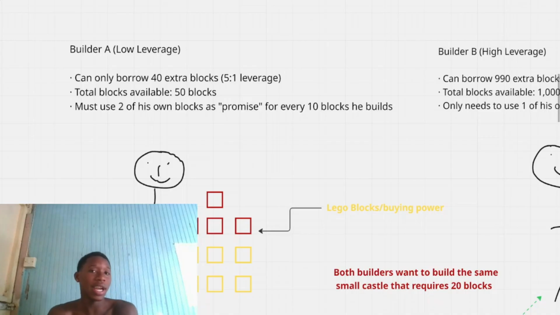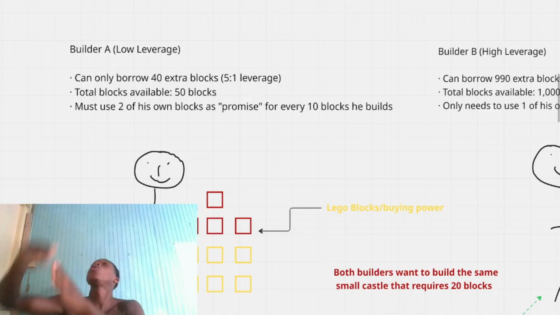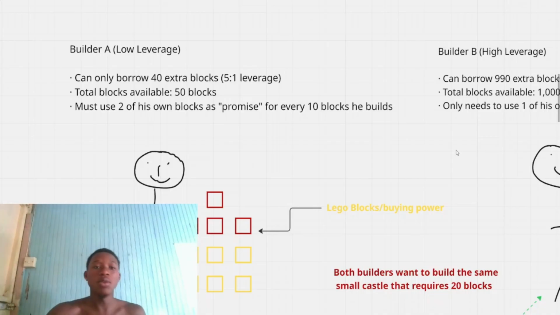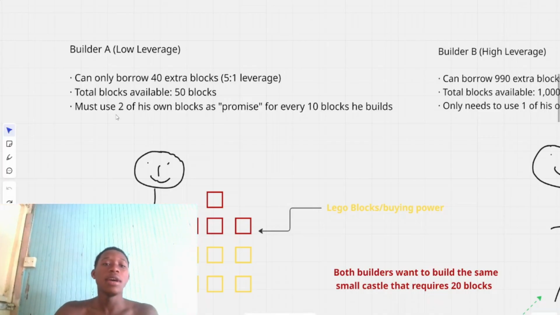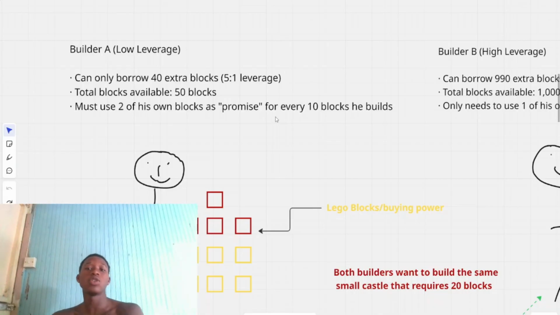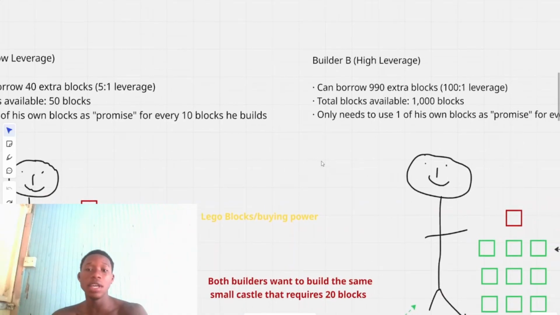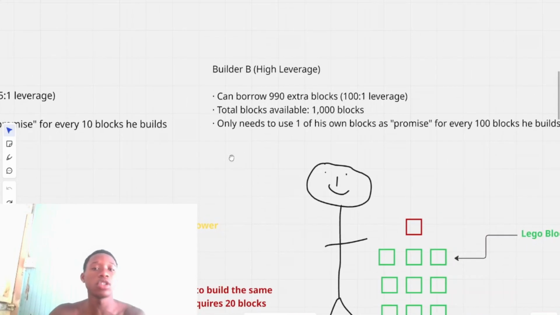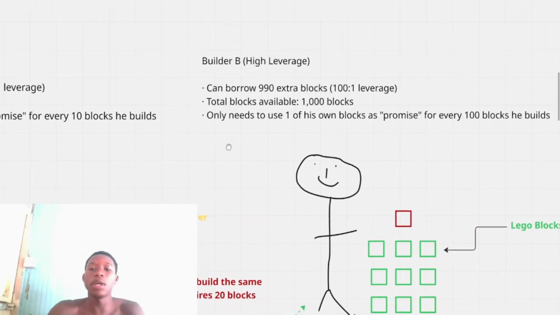Think of it like a loan, like a deposit. So you have to deposit a little bit of your blocks to get a lot of blocks, which is why builder A must deposit or must promise 2 of his own Lego blocks in order to get 10 blocks from his big brother called Didi. And which is why builder B needs to promise 1 of his own blocks as a promise for every 100 blocks he borrows from his big brother Didi.